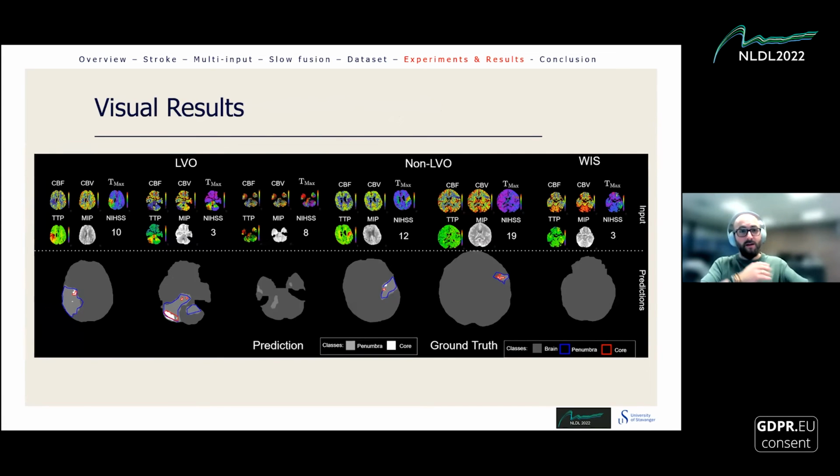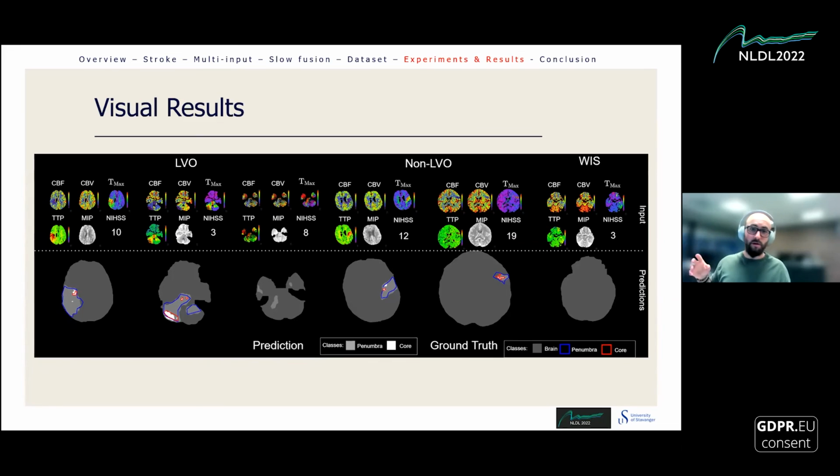Okay, but enough with statistical results. I would like to show you some visual results too, because images are better than just tables. You can see here six patients from the test set. The predictions are given with a light gray color for the penumbra and white color for the core, while the ground truth is given by a blue contour for the penumbra and red color for the core.